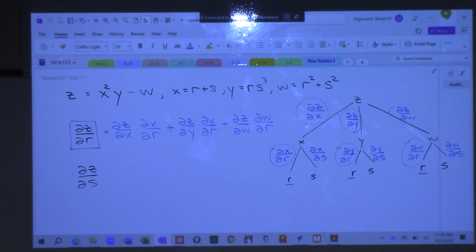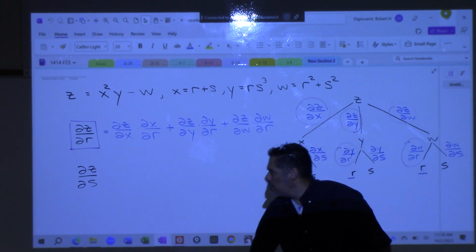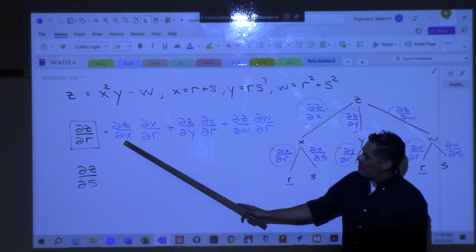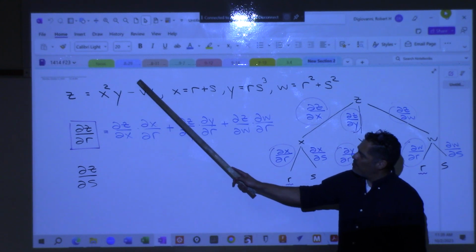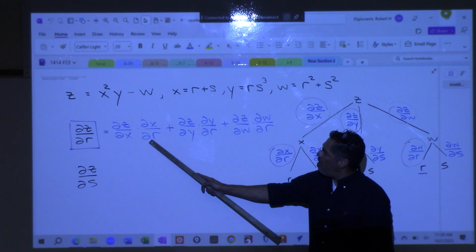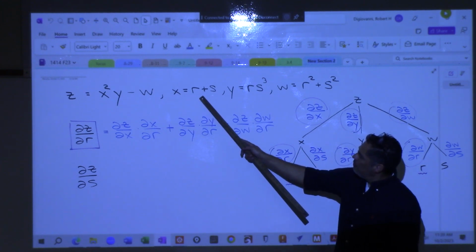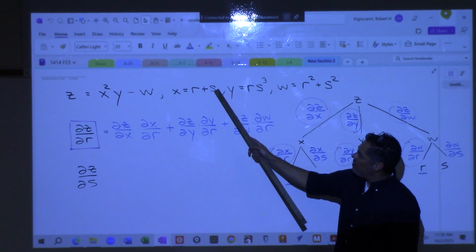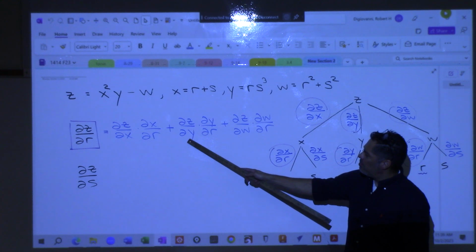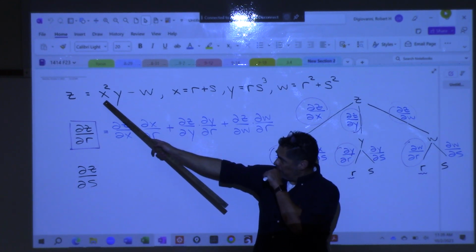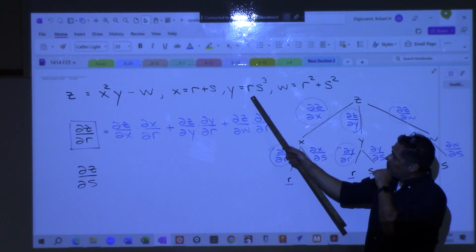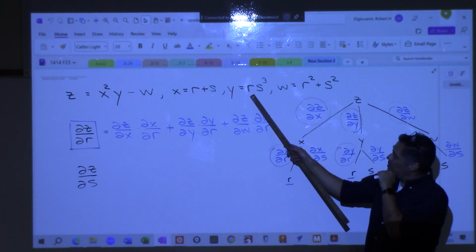I'm not going to actually calculate this, okay? But let's just talk through it. What's the partial of z with respect to x? So here's z, partial of that with respect to x, 2xy. What's the partial of x with respect to r? 1, right? Treat that like a constant. What's the derivative of r? 1, so that's a 1. Partial of z with respect to y, we've done that. What's that? X squared. Partial of y with respect to r? S cubed, good.